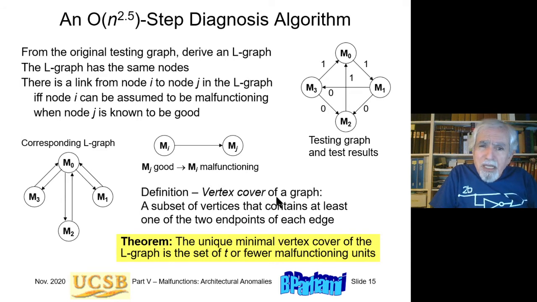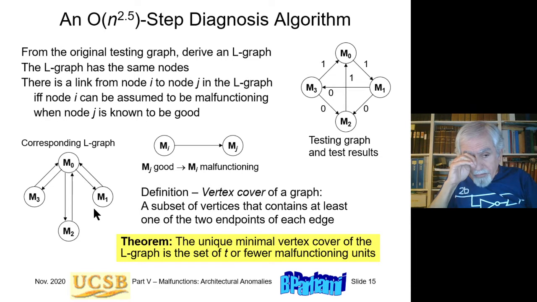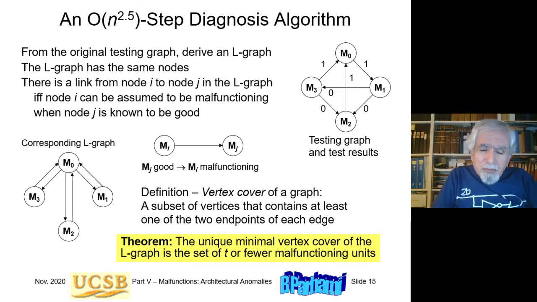Now, the vertex cover of an L graph is the set of malfunctioning nodes. And a vertex cover is basically a set of vertices that touch all the links. And M0 is such a vertex cover because M0 touches all the links in this L graph. Therefore, M0 must be the malfunctioning unit.